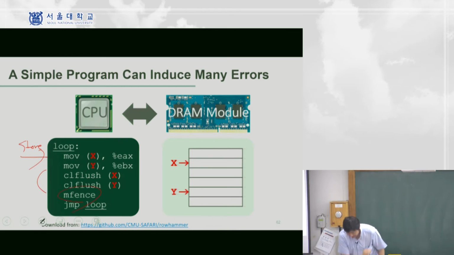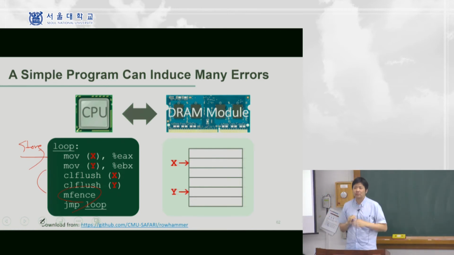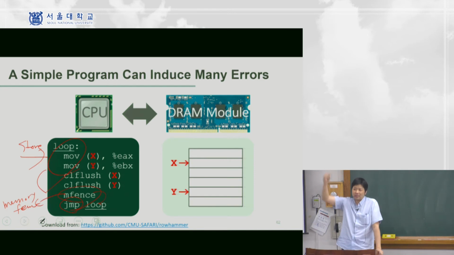And this MFENCE is what is called a memory fence. A memory fence is a synchronization primitive. If you run operating systems, you have synchronization primitives such that all the load and store instructions before this fence must be executed first before you move on to the next one. So all these store instructions will be visible, reflected in the system, before you move on to the next instruction. That's the MFENCE. And finally, this jump is an infinite loop. You go back to the head of the loop and repeat the process again and again.